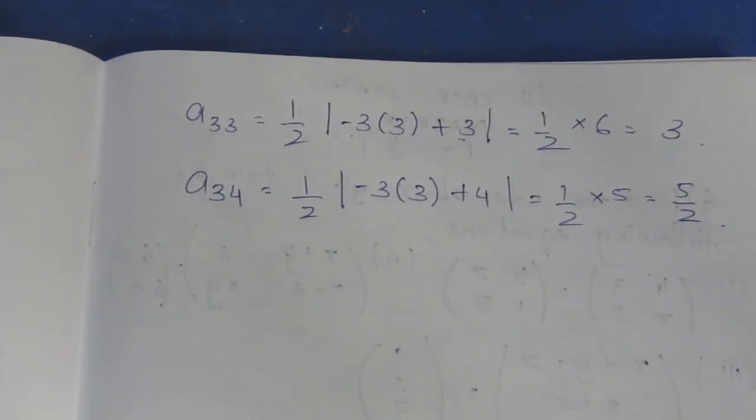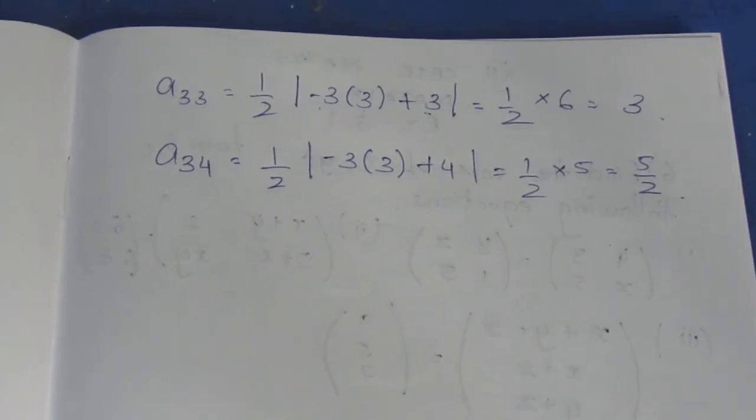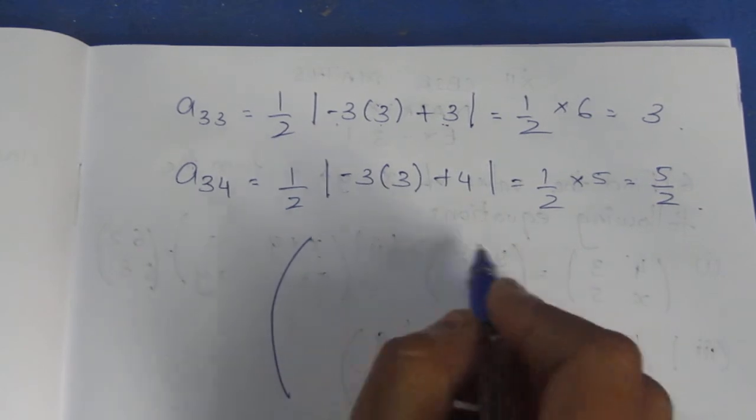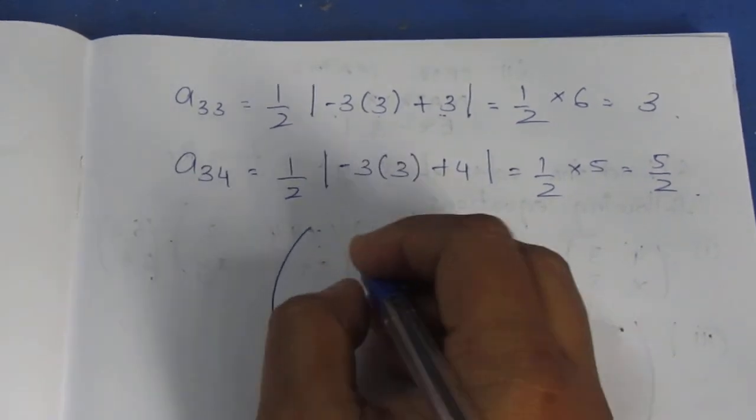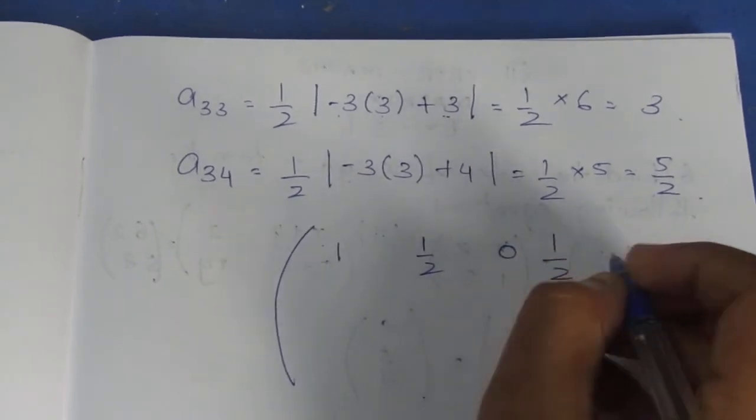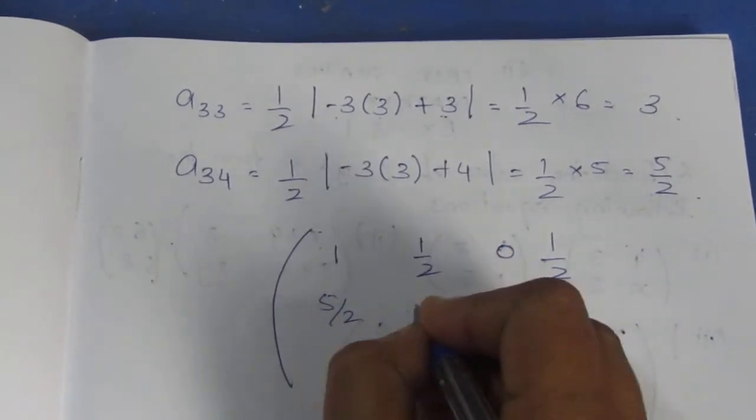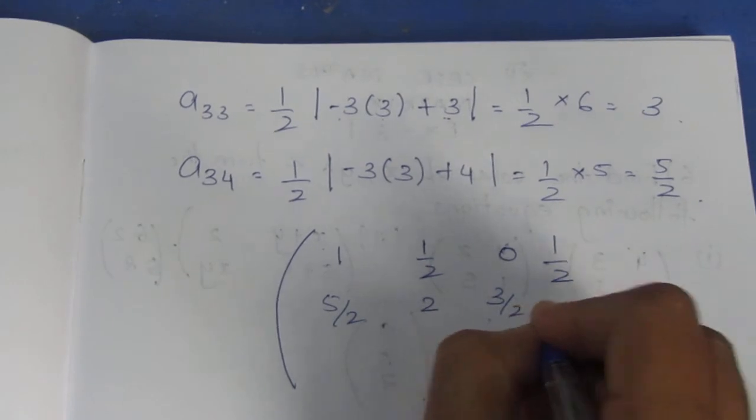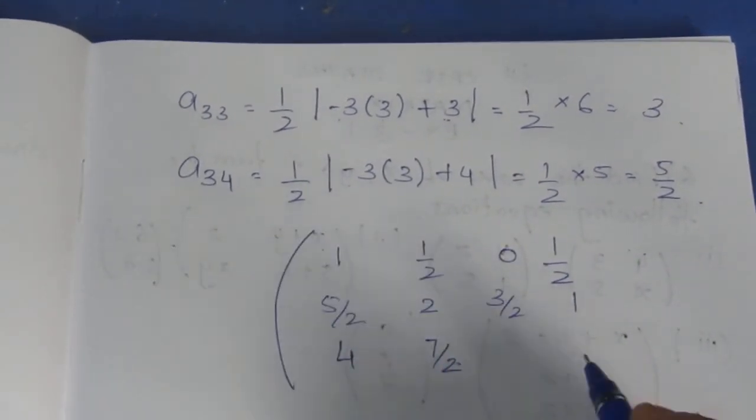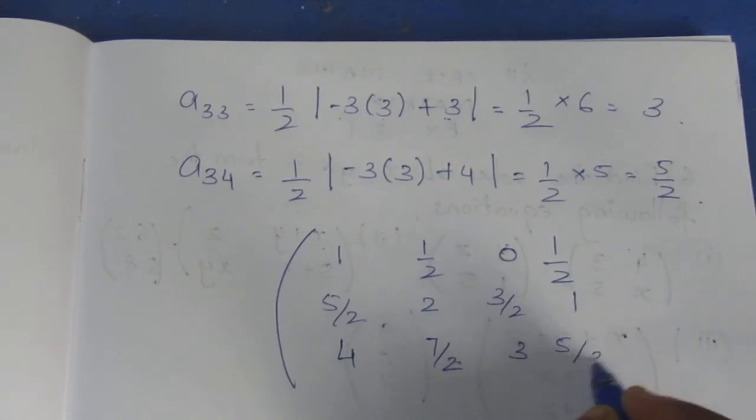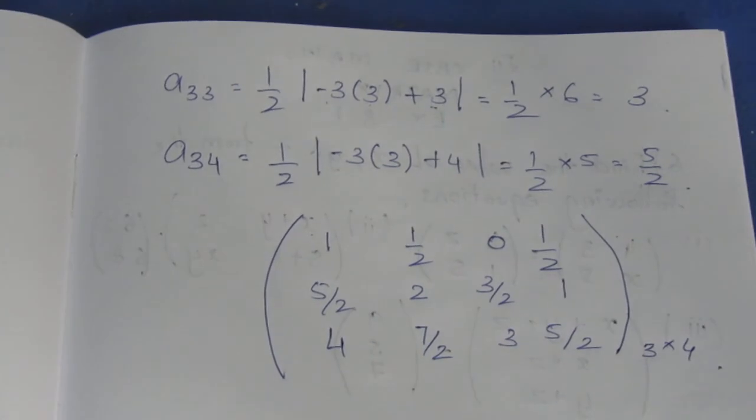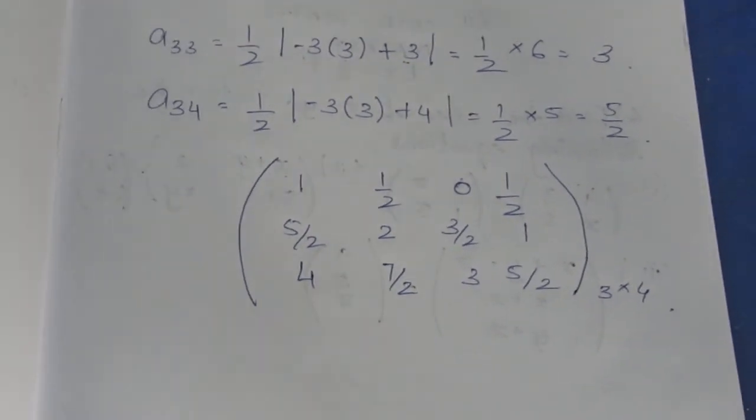We have found all the elements. Now write it in the matrix. We know the order, just write in the same order. 1, half, 0, half; 5 by 2, 2, 3 by 2, 1; then 4, 7 by 2, 3, 5 by 2. We have written the 3 by 4 matrix. We have formed the matrix with the given equation.